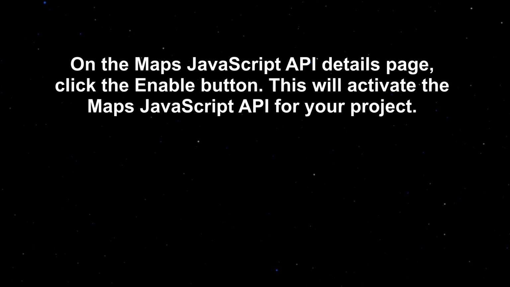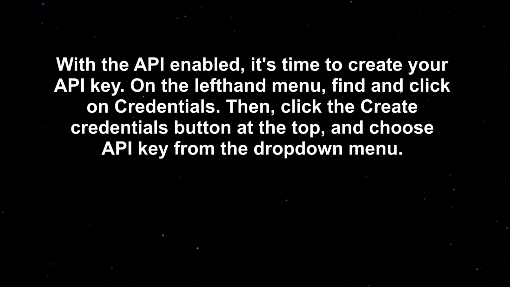On the Maps JavaScript API details page, click the Enable button. This will activate the Maps JavaScript API for your project. With the API enabled, it's time to create your API key. On the left-hand menu, find and click on Credentials. Then, click the Create Credentials button at the top and choose API key from the drop-down menu.